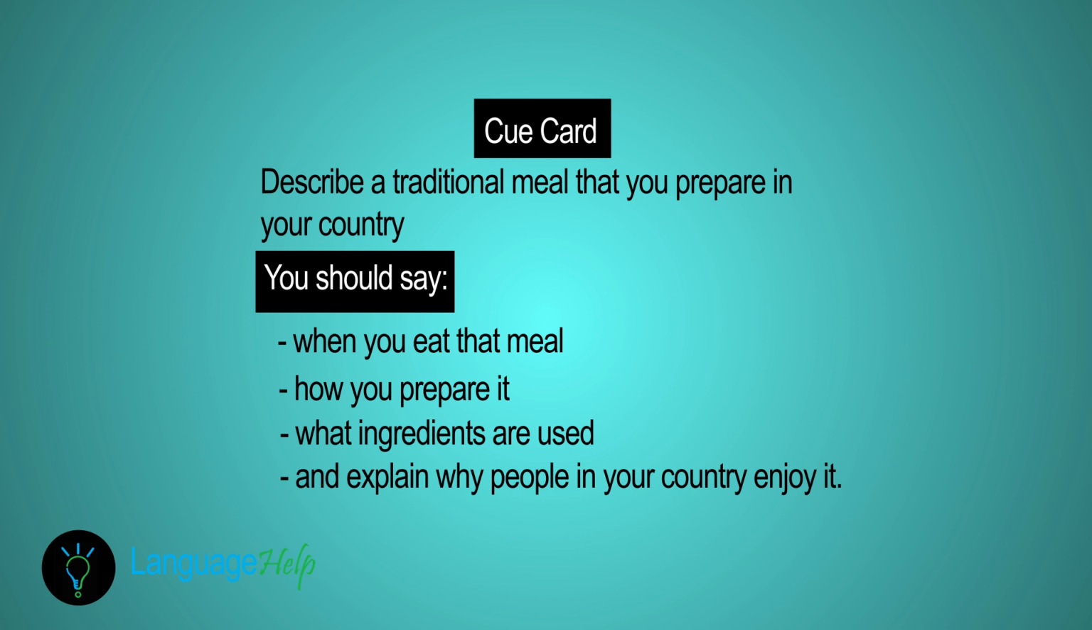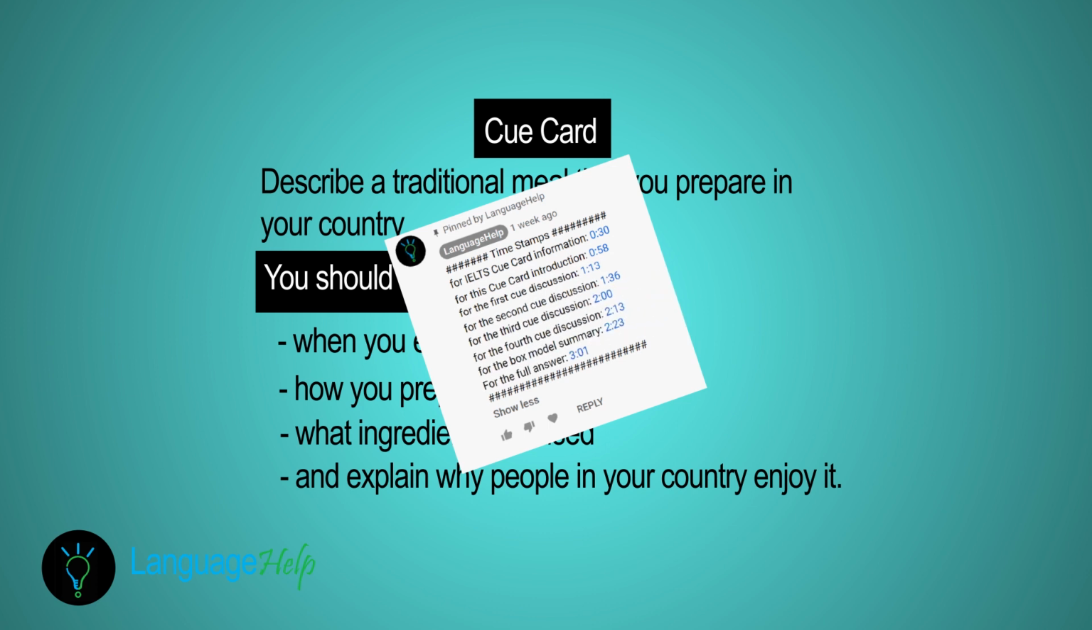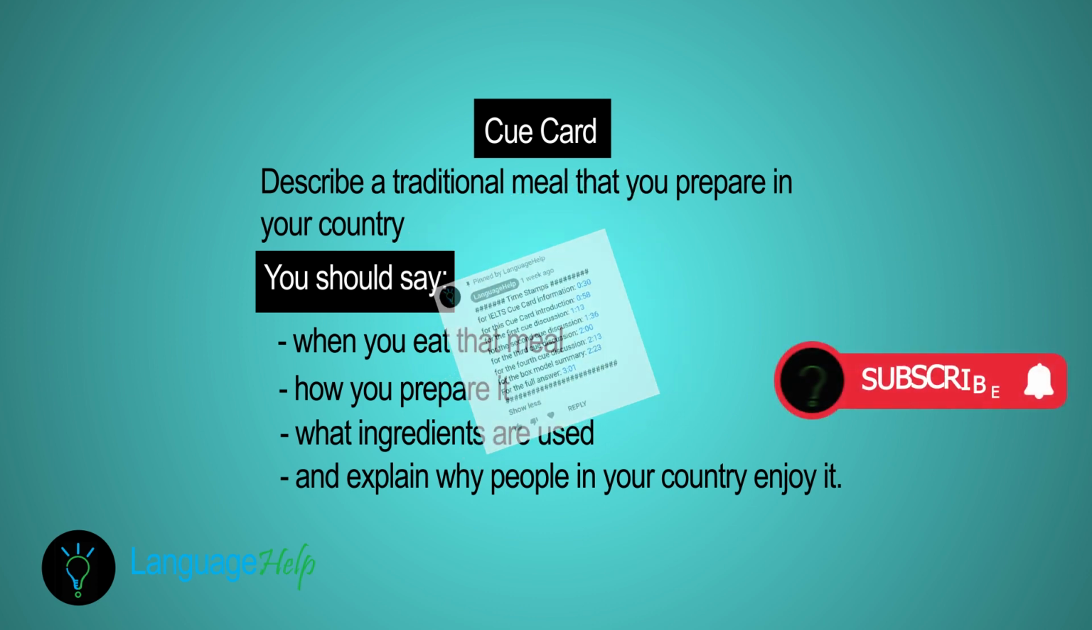Today we'll look into another cue card. We'll teach you our 4-box method that you can use to answer any cue card. We'll discuss some vocabulary and we'll share an example answer with you. If you want, you can jump to the full answer from the timestamps in the description box.